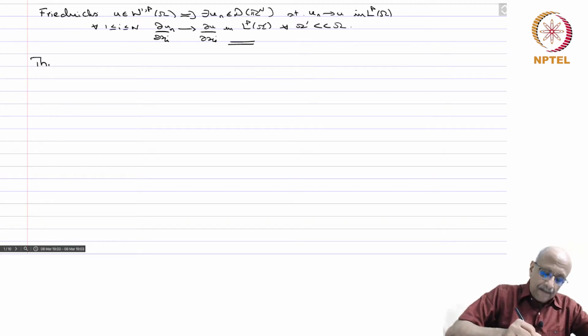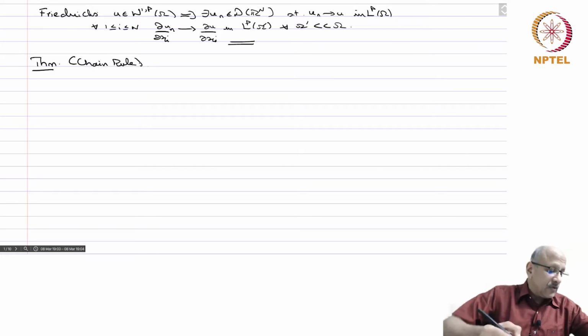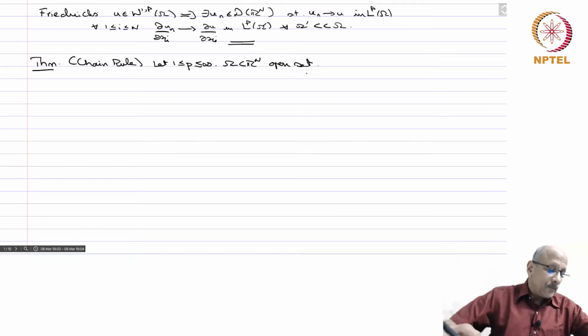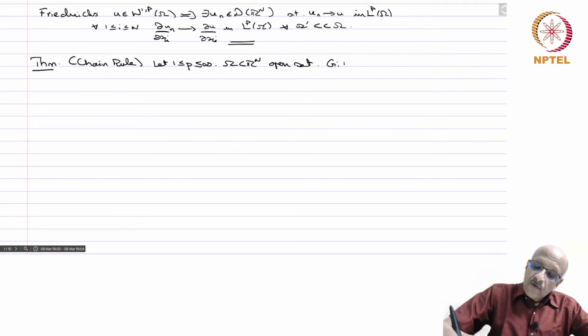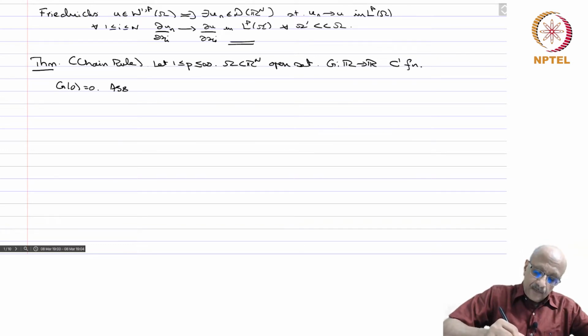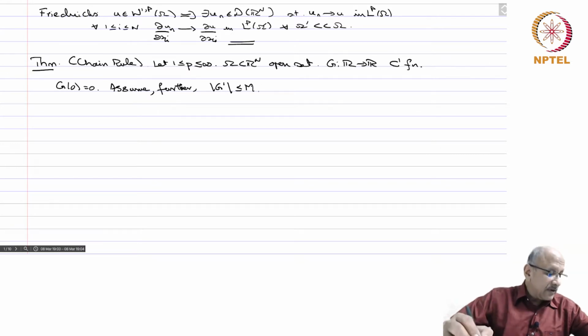So the first theorem, this is called the chain rule, the function of a function rule in calculus, which we have here. So let 1 ≤ p ≤ infinity, Ω in R^n an open set, and g from R to R a C^1 function, that means continuously differentiable, and such that g(0) = 0. Assume further |g'| ≤ M. So it has a bounded derivative.